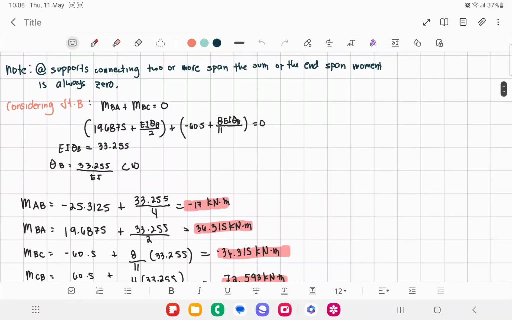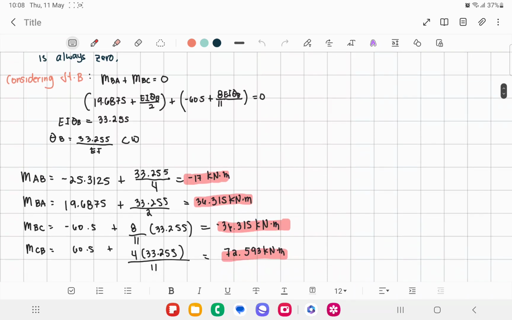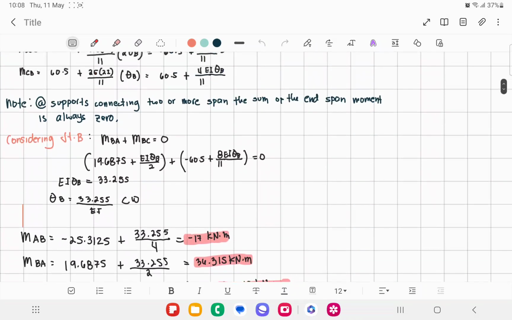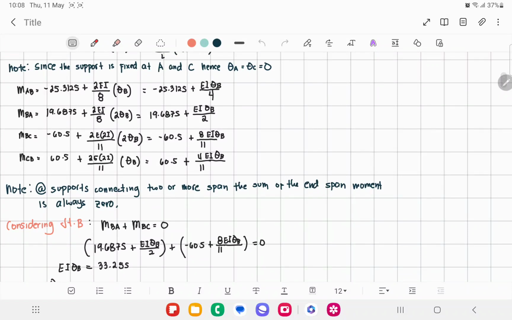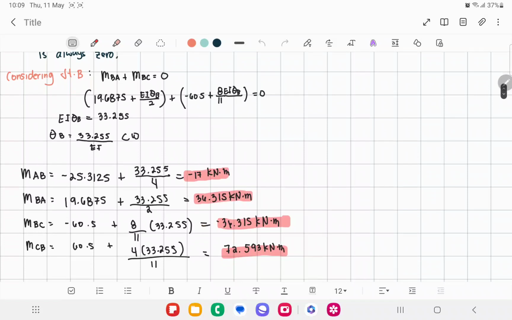Since there is only one unknown there, which is EI theta B, we will arrive at this answer for EI theta B. And our slope, therefore, is equal to 33.255 over EI. Since it is positive, therefore, the rotation of our slope at B is in clockwise motion. And since EI theta B was the only one we were looking for in this equation, we can substitute EI theta B in our equations.